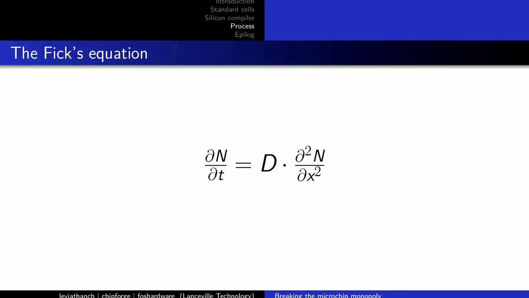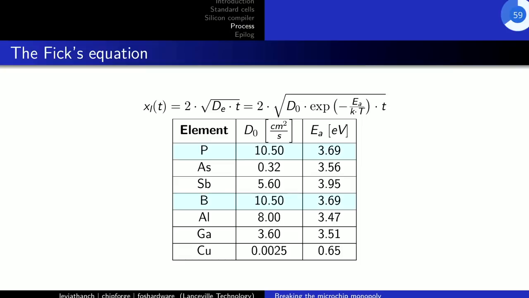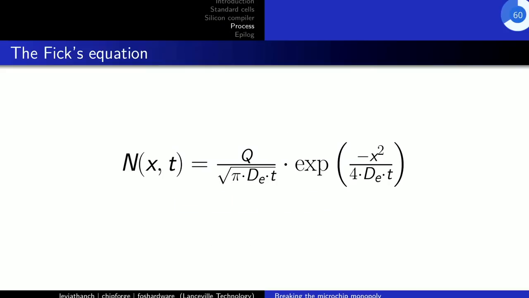Fick's equation is essentially in a similar shape to the Laplace heat conduction equation, so there are already nice solutions for it. For instance, if you use boron and phosphorus, which have the nice property that they have the same constants for this DE, then at the same temperature you basically have the same diffusion for phosphorus and boron. So you can implant them next to each other and then put them at once into the diffusion furnace, and the wells are the same depth. That's why these two materials are usually used for diffusion.